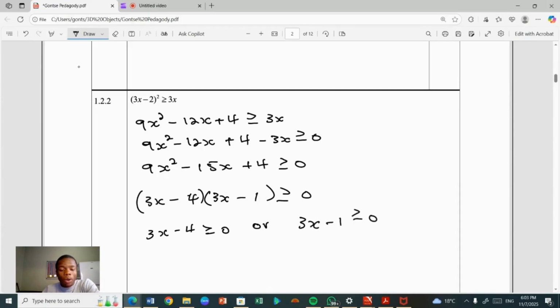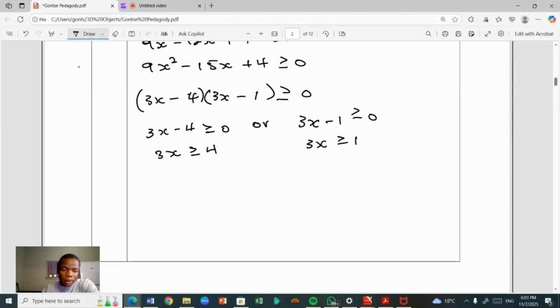Then from here you solve for x. You have 3x, then you transpose. When you transpose, it changes the sign to be 4, right? Then here it's 3x is greater than or equal to 1, right?